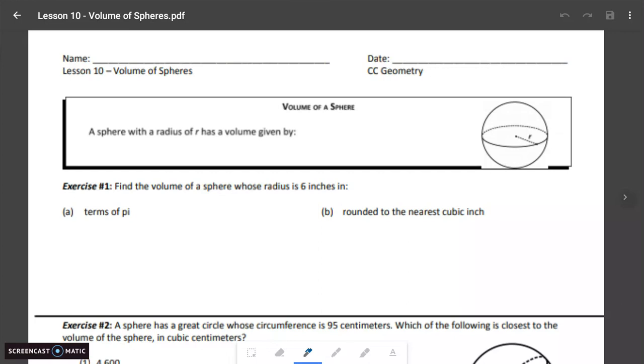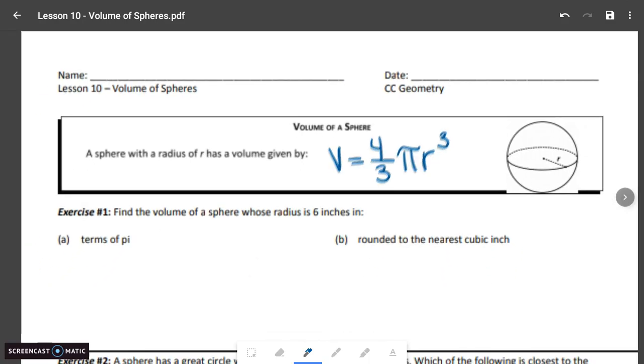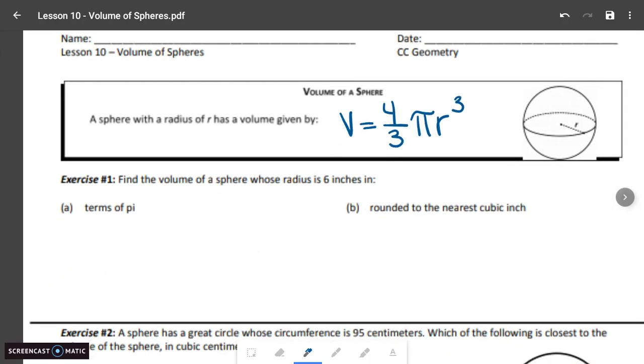All right, guys, we have one final volume formula to talk about today. So there's a volume of a sphere. We're going to write that in. The volume of a sphere is equal to 4/3 pi r cubed. So a sphere is just a three-dimensional, like a ball, like a circle, but we're going to find the sphere whose radius is 6 inches.